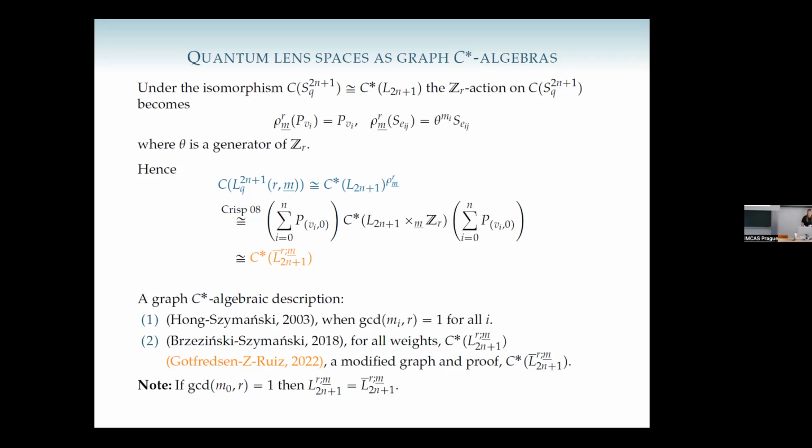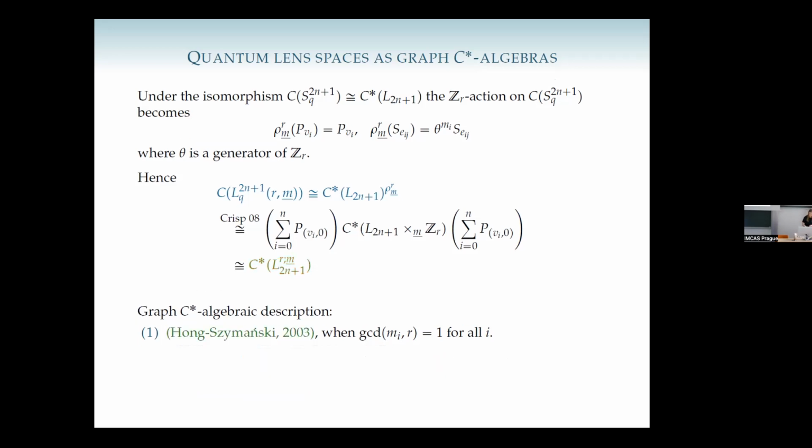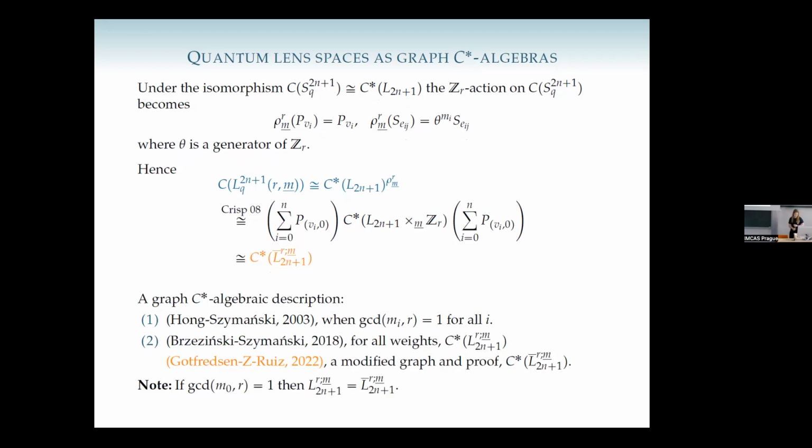And you can see that I have two different notations. So here I have L with a bar, which is our notation, and then I have L without a bar. But the point is that if the greatest common divisor between the first weight and R is 1, then they are the same. So in the case where the greatest common divisor between m_0 and R is 1, the graph given by Brzezinski and Szymanski was actually correct. But if this is not the case, you have to modify something. Yeah. So this was just to give you an idea of what has been done.